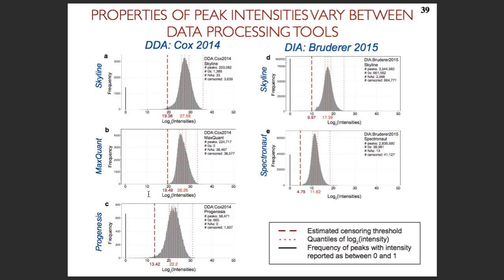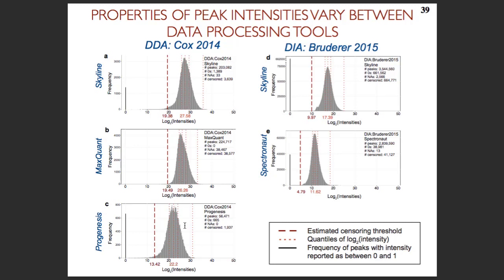So let's take a look here. Each histogram is the distribution of log intensities of all features reported for this data set by the tool. So across all proteins, all peptides, all fragments, all runs. So the gray area reports the signal intensities across the tools. Now, this is the same data set. And so you see already that the three tools report the intensities on a fairly different scale, right? So for example, Progenesis tends to have smaller values than MaxQuant and Skyline.